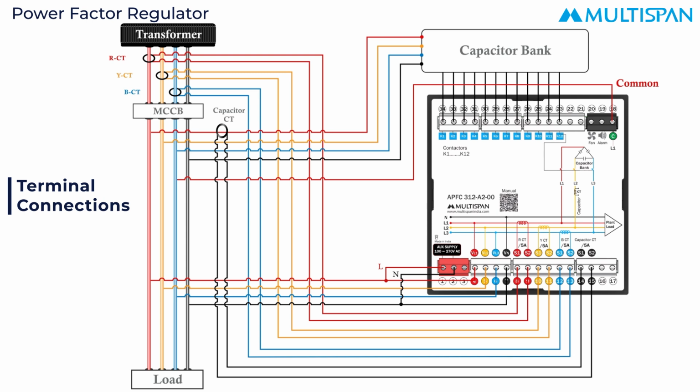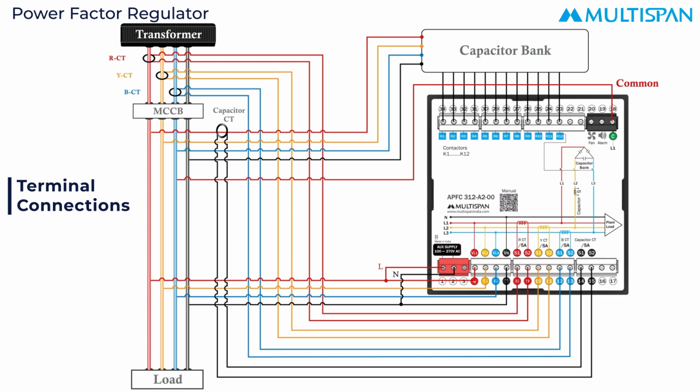The importance of connecting the capacitor CT to the instrument is that it allows you to monitor the current of each capacitor bank. This helps in identifying if the current of any capacitor bank decreases, enabling timely replacement. This ensures that the power factor is maintained throughout the panel's lifetime without compromising the PF value, thereby improving efficiency.